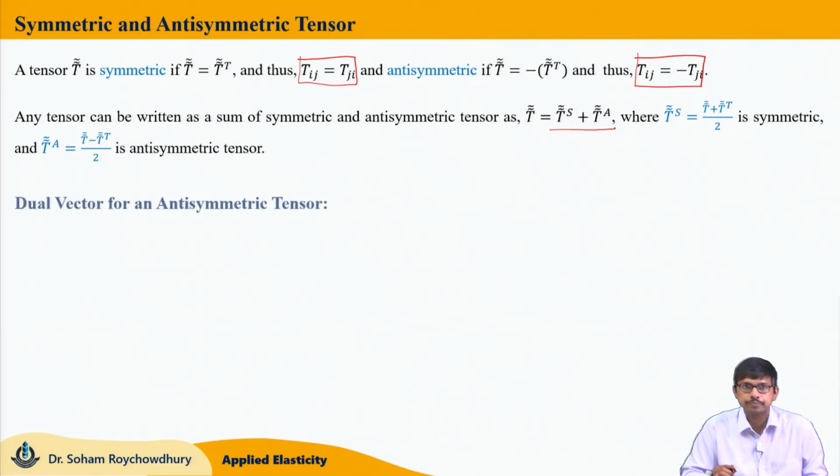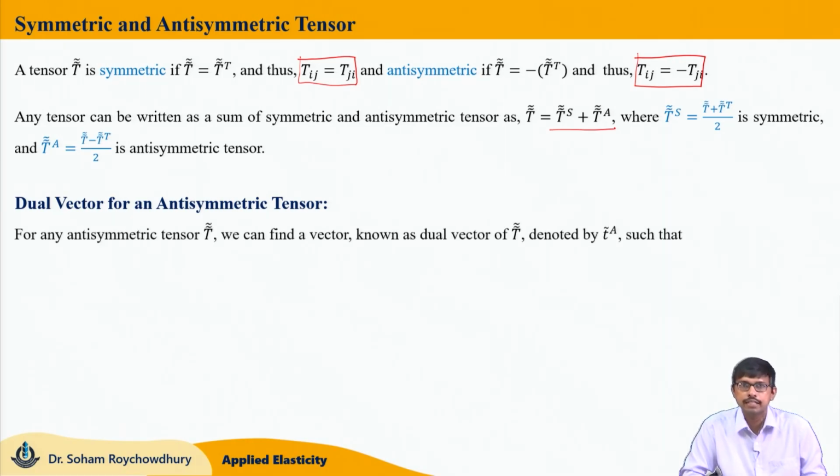Now, corresponding to all the anti-symmetric tensors, we can define a vector quantity known as the dual vector for that anti-symmetric tensor. So, let us say this small t with superscript a is the dual vector for the anti-symmetric tensor capital T. So, we are considering one anti-symmetric tensor capital T which has a dual vector small t with superscript a.